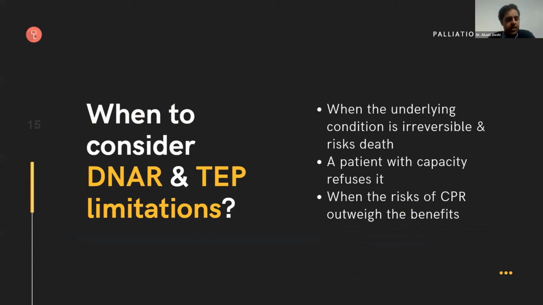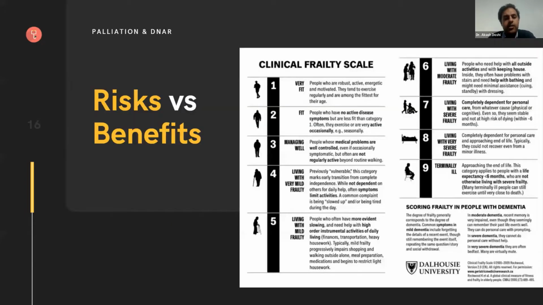So when should we consider a DNAR and treatment escalation plan limitations? Firstly, when the underlying condition is irreversible and risks death. Because essentially, if the condition is irreversible, there is nothing we can do to prevent it, and resuscitating the patient will not in any way cure the thing that's irreversible. If a patient says with capacity that they don't want it, and they may have their reasons for not wanting it. And then finally, when the risks of CPR outweigh the benefits.